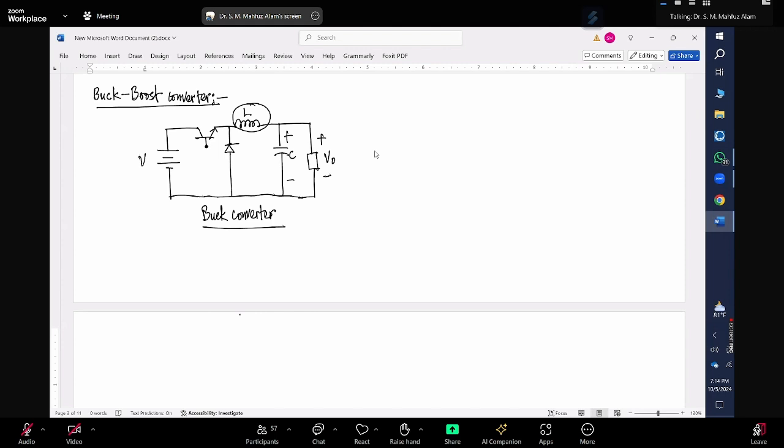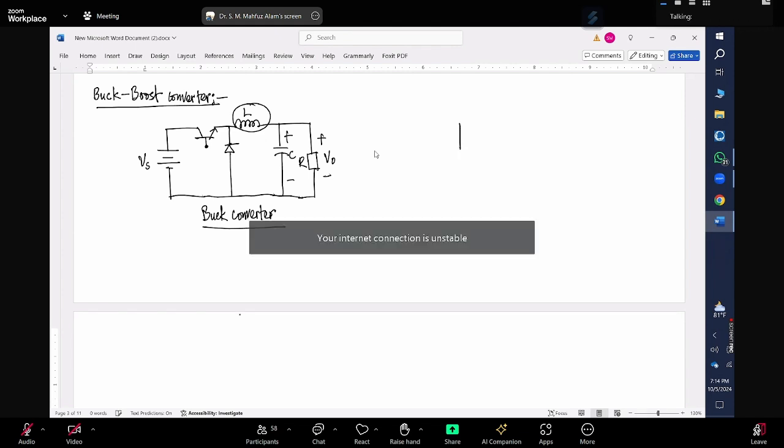One of the things we need to understand here is that for the buck converter, the inductor is directly connected to the output side, or to the load. Now, if we switch the position of the load with the source voltage, the circuit will work as a boost converter.